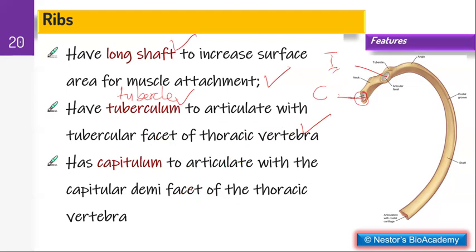Let me illustrate this one just briefly. If we can very quickly try to illustrate this. Here we have the thoracic vertebra.